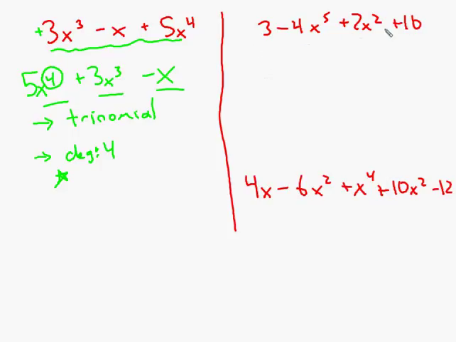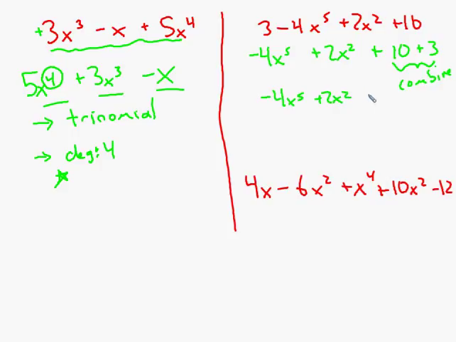All right, so we put this one in order. So it's going to be negative 4x to the 5th, plus 2x squared, and then plus 10, and then plus 3. Now these I can combine, so I'll go ahead and combine them. I always want to simplify before I do this. So then I have negative 4x to the 5th, plus 2x squared, plus 13. So that's going to make this a trinomial.